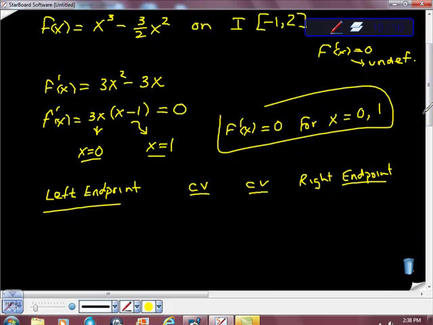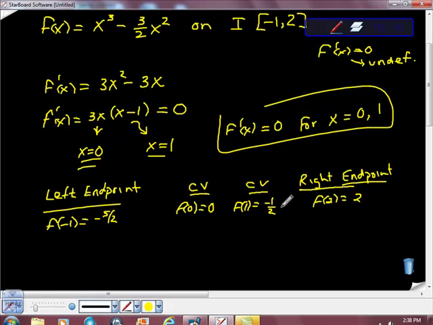So what I'm going to do is take f of -1. So f of -1 is equal to -5/2. f of 2, which is the right endpoint, isn't it? So f of 2 is equal to 2. We have a critical value of 0, so f of 0 is equal to 0. And we have a second critical value, which is 1, so f of 1 is equal to -1/2.